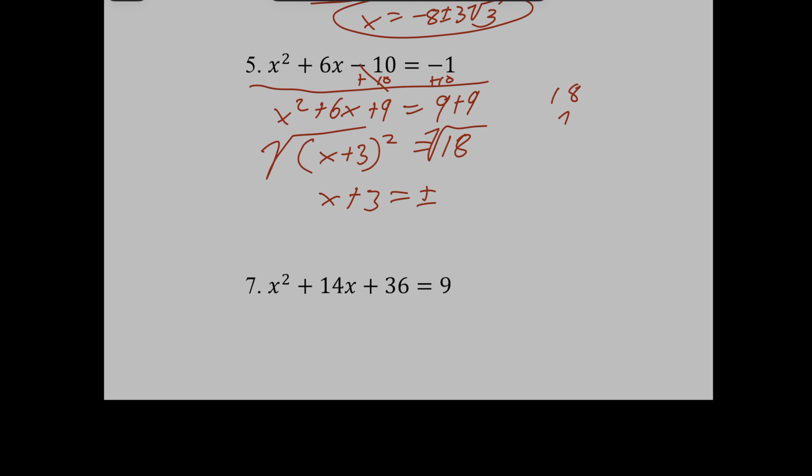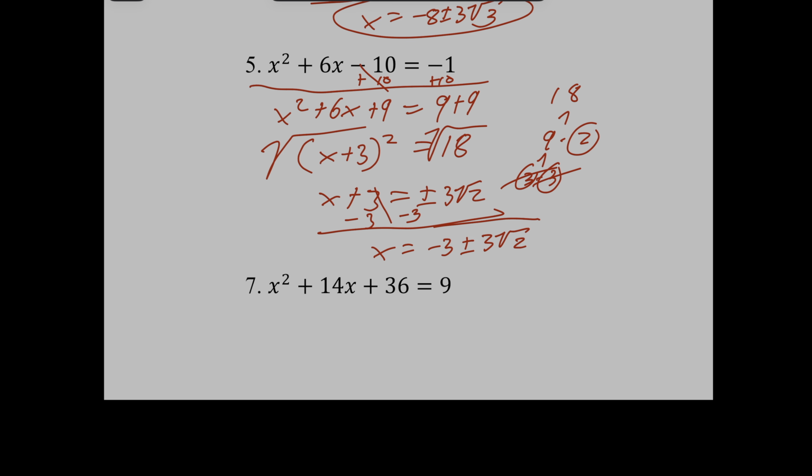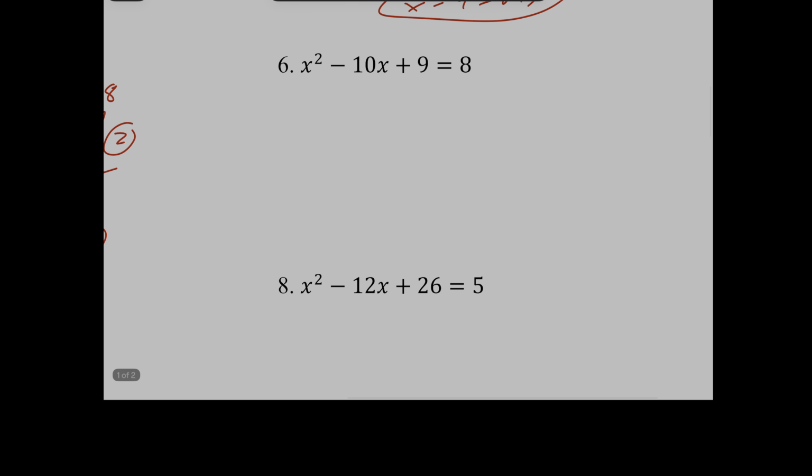I'm going to work out 18 right off here on the side because I know it's going to be something, right? Oh, it's 9 times 2. And then 3 times 3. So pull out one of these. It's going to be 3 root 2. Subtract 3 from both sides. And I get x equals negative 3 plus or minus 3 root 2. I know these answers look really funky, but I promise you they're correct.